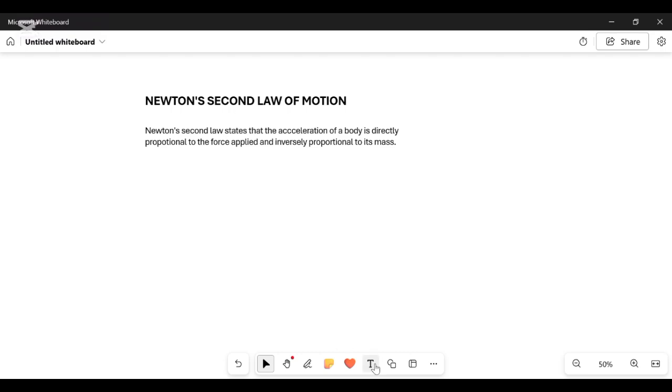Mathematically, we write it as F equals ma, where F equals force, m equals mass, and a is acceleration. Let me just quickly write it down.